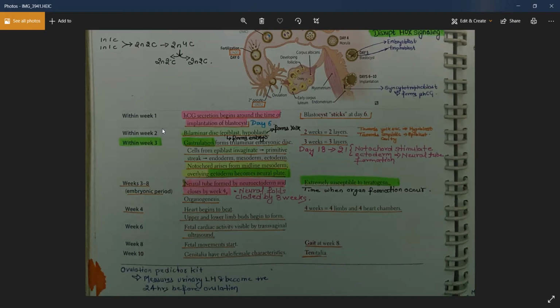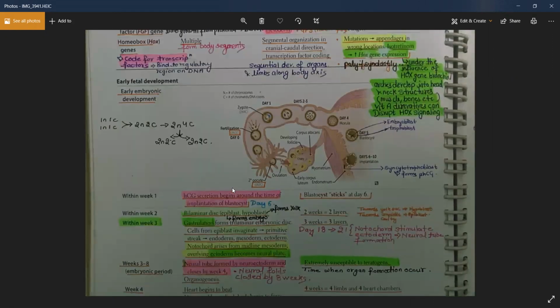Week 2, epiblast, hypoblast. Week 1, you will have the implantation of the embryo. On day 5, you have the embryoblast and the trophoblast. The embryoblast forms your epiblast and hypoblast, and finally the epiblast forms your embryo. So remember it like that. Initially 2 layers, embryoblast and trophoblast. Trophoblast forms the syncytiotrophoblast and cytotrophoblast. Embryoblast forms 2 layers, epiblast and hypoblast. Hypoblast forms the yolk sac, epiblast forms the embryo. The epiblast forms 3 layers, ectoderm, mesoderm, and endoderm. And that's how you will have the development of all these things.